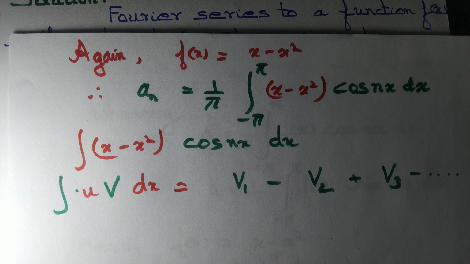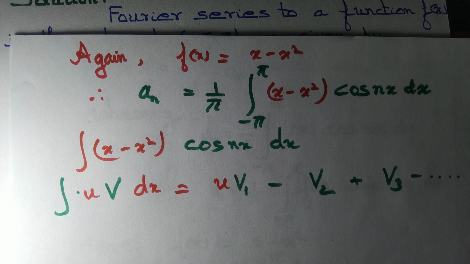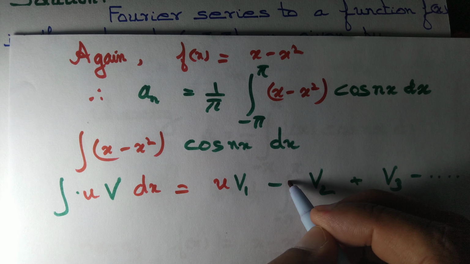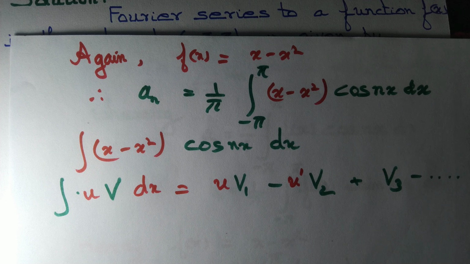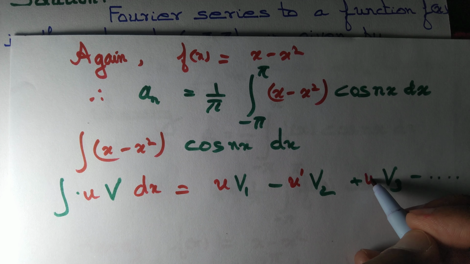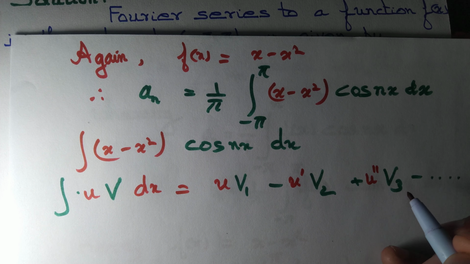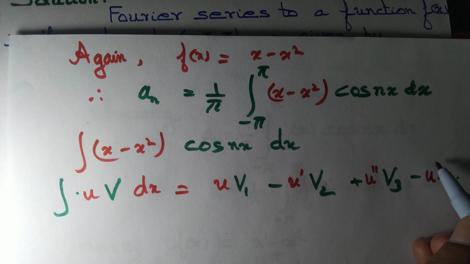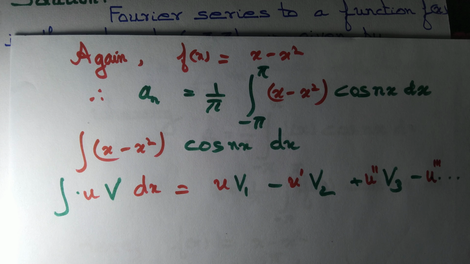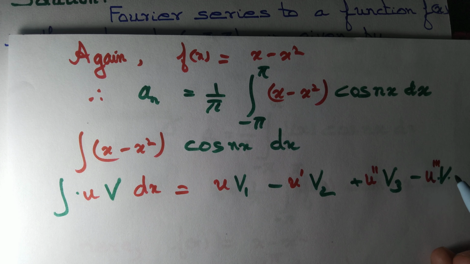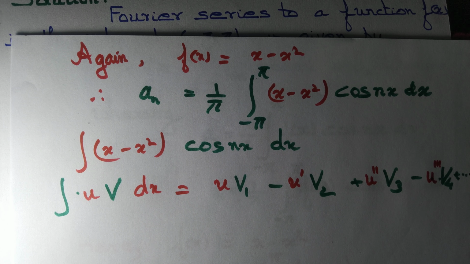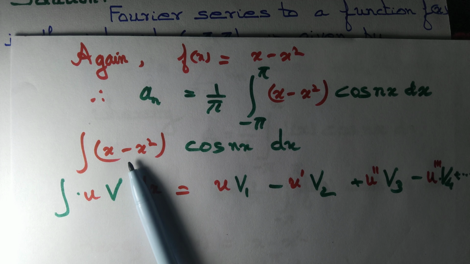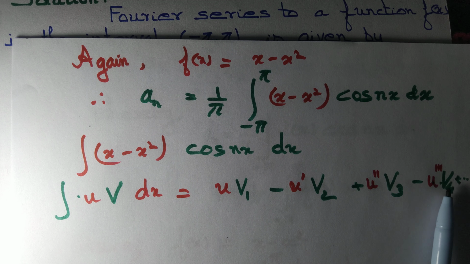Once again: u into the first integral of v, minus u', the derivative of u, into the double integral of v, plus u'', the double derivative of u, into the triple integral of v. Let us write one more term: minus u''' into the fourth integral of v, and so on, with alternating signs plus minus plus minus. Observe that u is a polynomial of degree 2, so u''' will be 0, so we don't have to compute those.